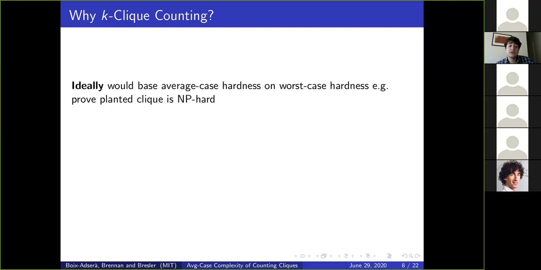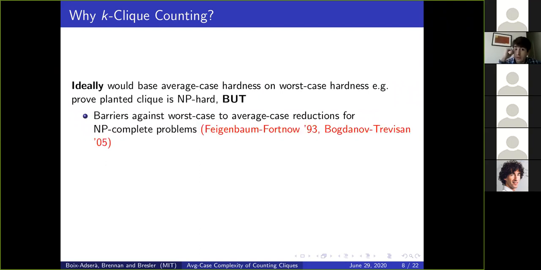And ideally, we would want to base the average case hardness of these problems on the Erdos-Renyi graph distribution on the worst case hardness. So we would want to say, for example, that planted clique is NP-hard. Unfortunately, we don't know how to do this. And there are, in fact, barriers against worst case to average case reductions of this kind.